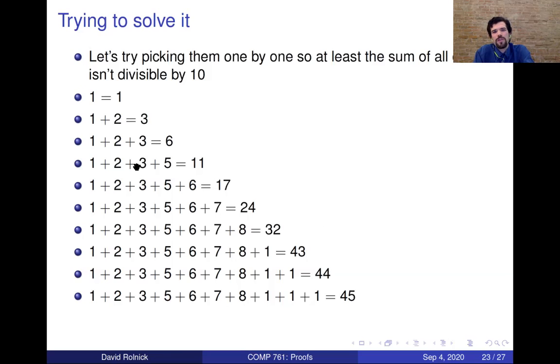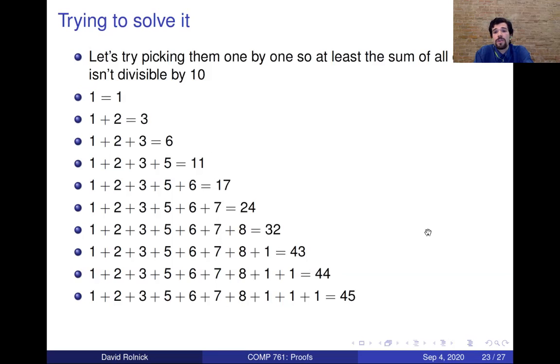Some previous 2s, yeah. So these were all consecutive, which is kind of interesting. We started out with 1, and then we added 2, 3, and 5, and we got 11. Here we started out with 1, 2, 3, 5, 6, 7, and then we added 8, 1, 1. So we had 24, and then we had 44. Here we had 1, and then we had 11.